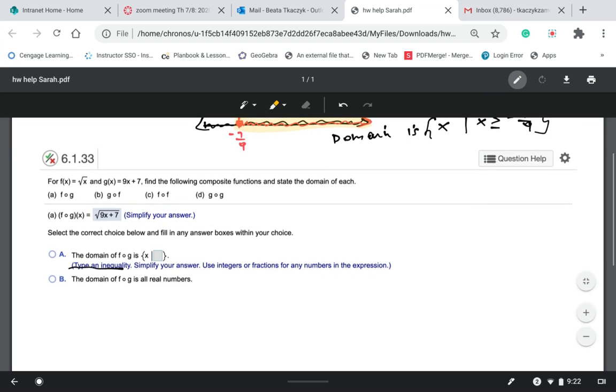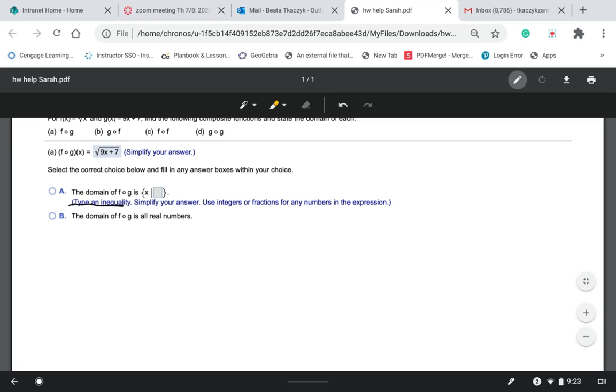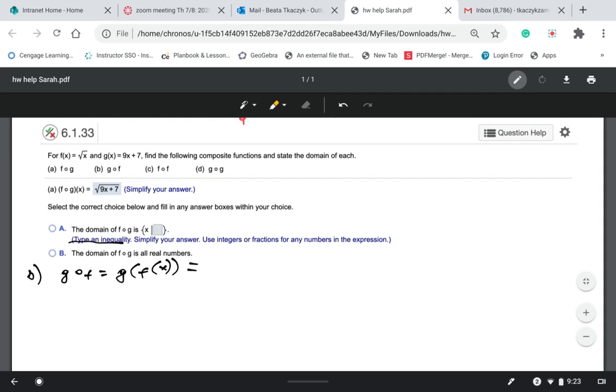Now I will talk about part B. Part B of this problem is you have to create a composition g composed with f, which is the same as g of f of x. So you're going to start with the equation of function g, which is the outside function. So we have 9x plus 7. And where you used to have an x, you're going to plug in the equation of function f of x. Function f of x is just square root of x.